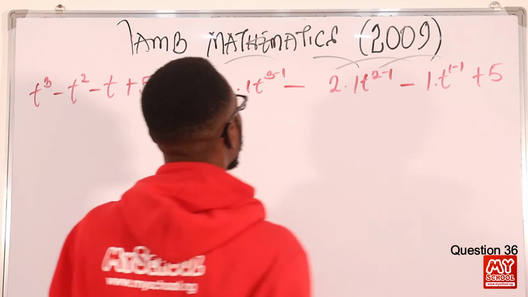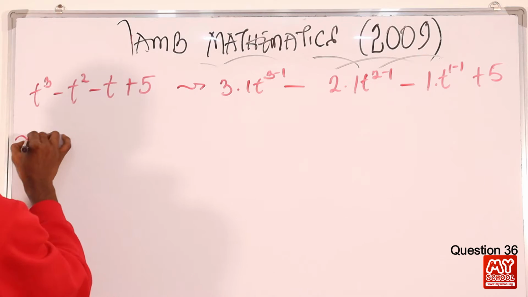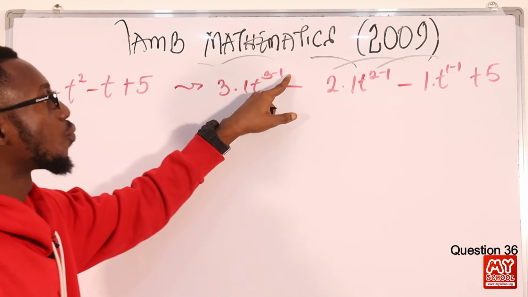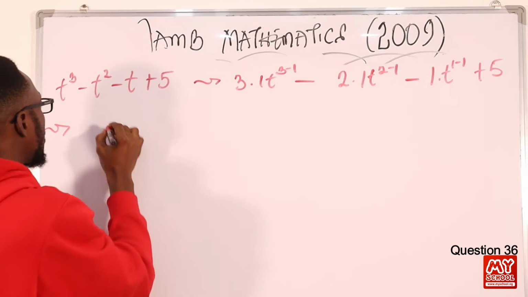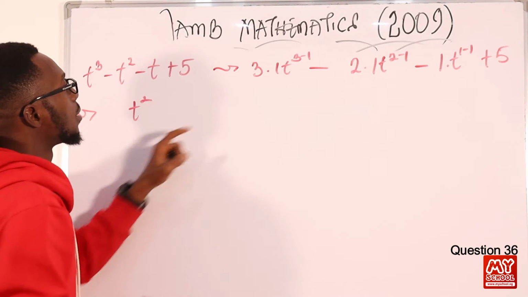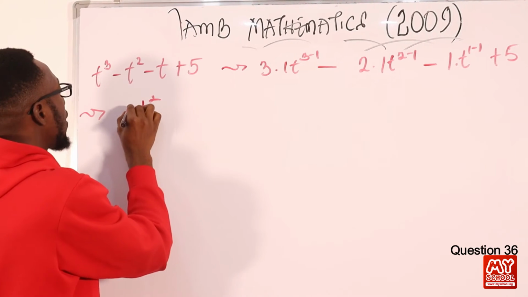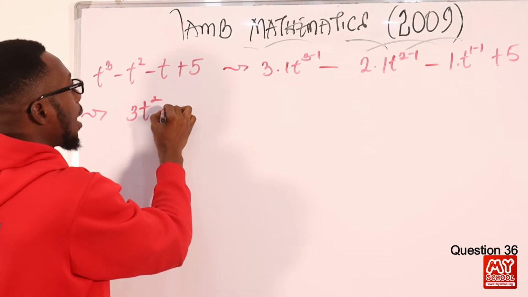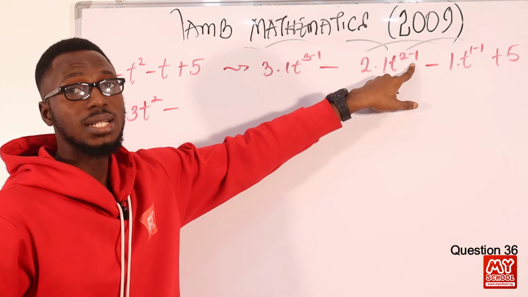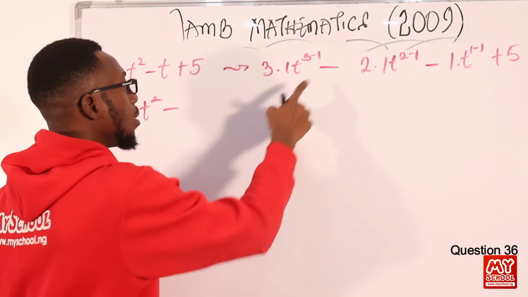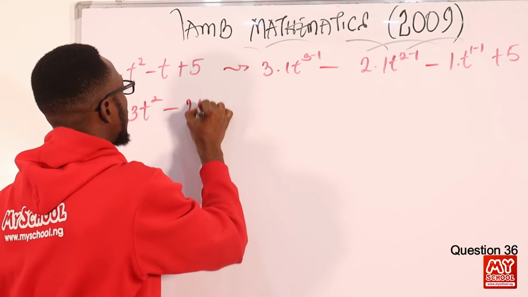So if we do this, I should have 3 minus 1, that is 2, so I have t squared. Then 3 times 1, that is 3, so I have 3t squared. Then I have minus, 2 minus 1, that is 1, so t raised to power 1, so I should have minus 2t.